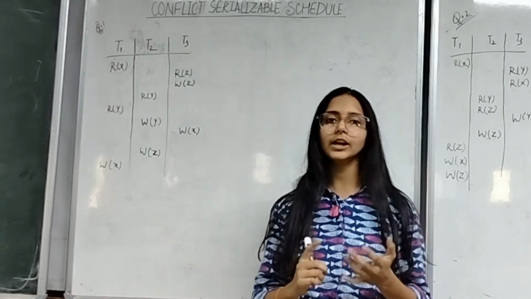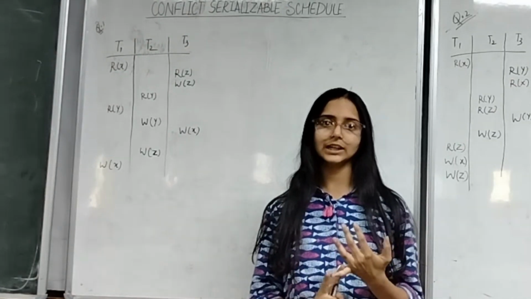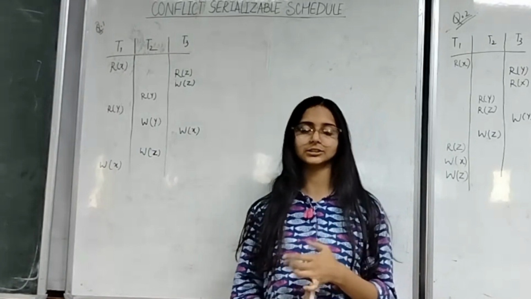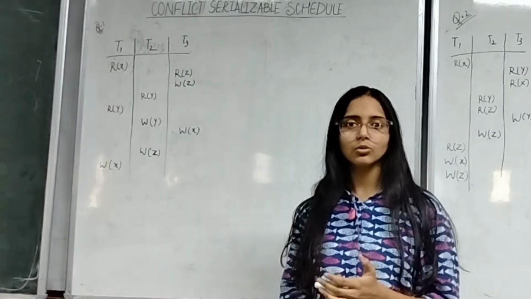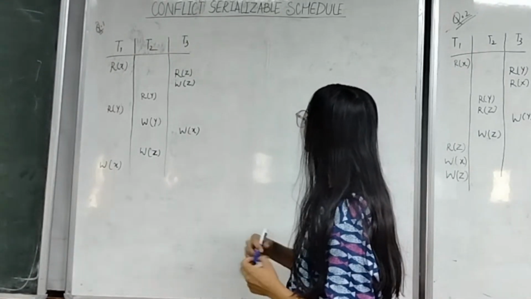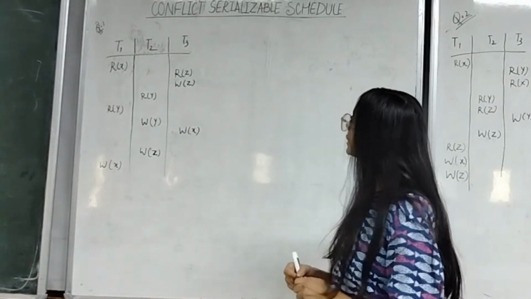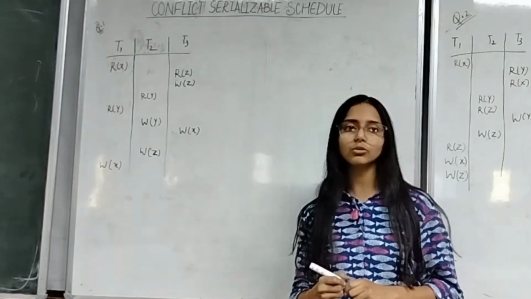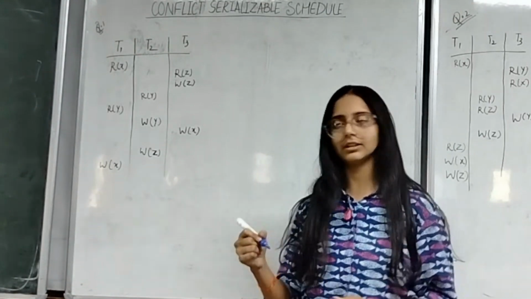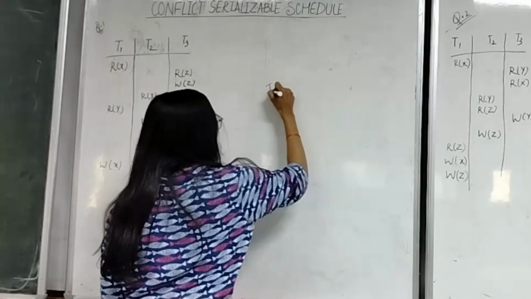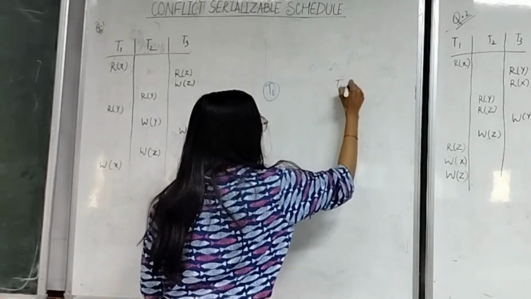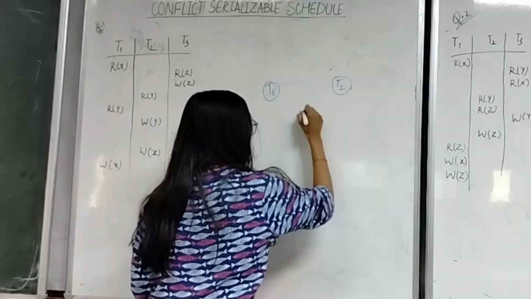In this graph, we have nodes and edges, and these edges are directed edges. To count the number of nodes, we can see the number of transactions in the schedule. Here we have 3 transactions, so the number of nodes in the graph is 3. So we can make T1, T2, and T3.